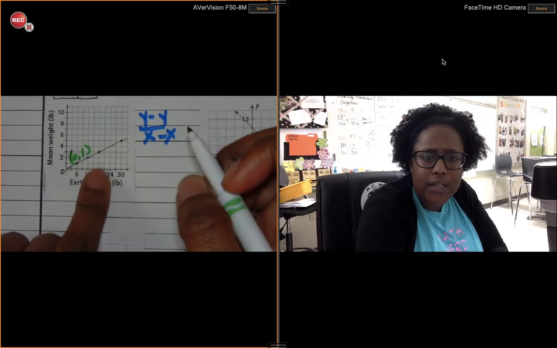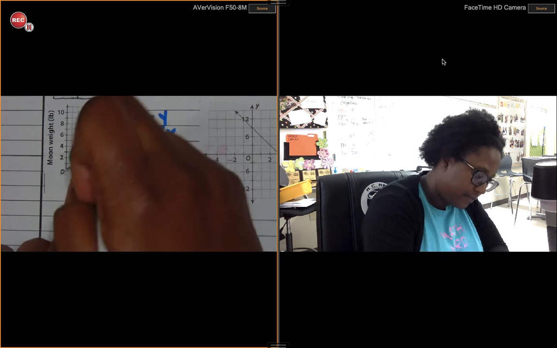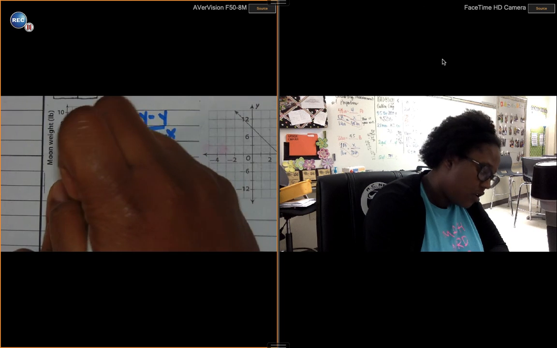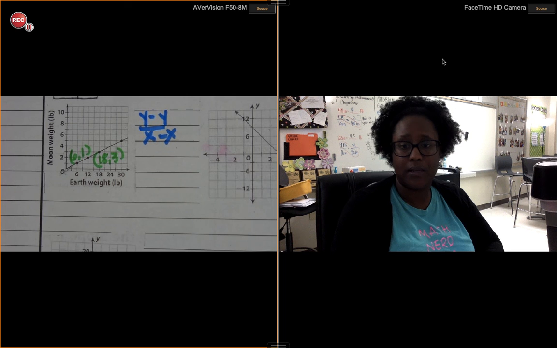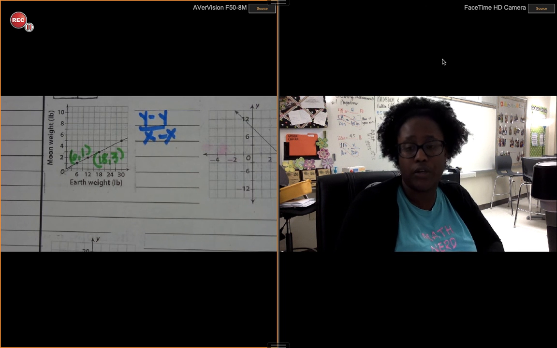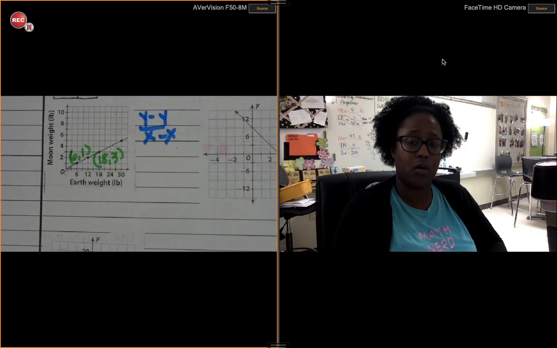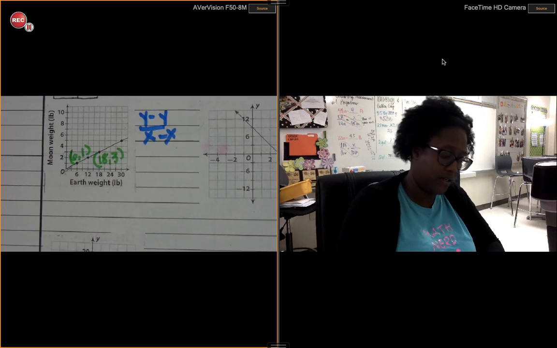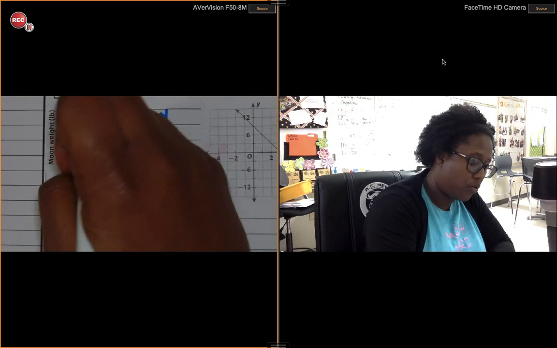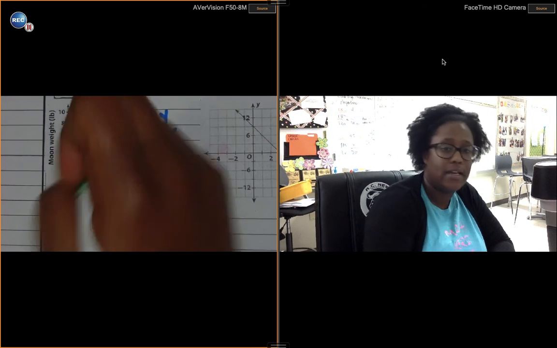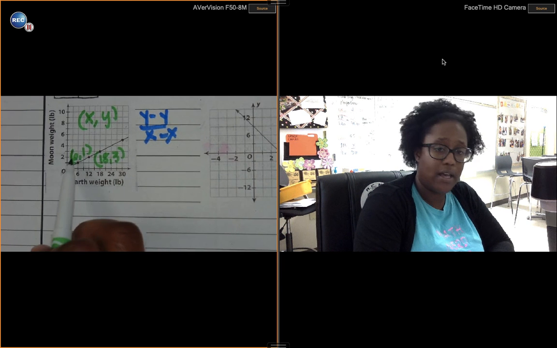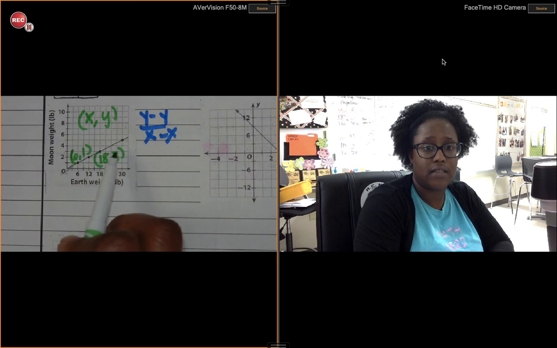And this coordinate point is 18, 3. And you can use any two coordinate points. They don't have to be next to each other, just whichever two you want to use. I'll use coordinate points that have smaller numbers just because the math is going to be a little bit easier. So as you know with coordinate points, you always have x and you have y. So this is my x, this is my y, this is my x, this is my y.